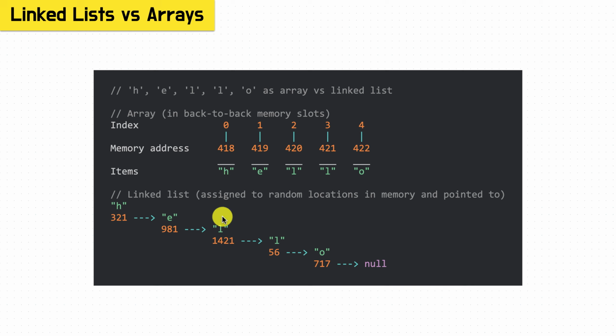However, a linked list can appear anywhere in memory. All it does is point to the other item or tell you where in memory to find that item. So we have H at slot 321, and then it points to E at slot 981. So in this first item's node, it simply tells you the memory address of the second item. And then this item's next pointer tells you where the other one is, which is once again in a totally random and not connected memory address. And then finally, when we get to the end, the next pointer of the last item points to null, indicating we're at the end of the linked list.